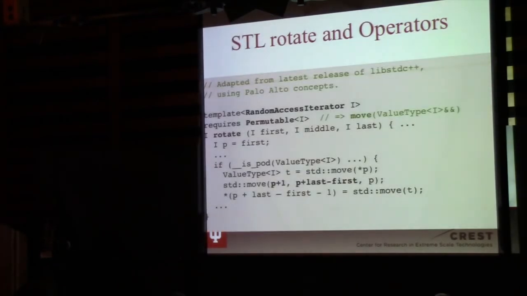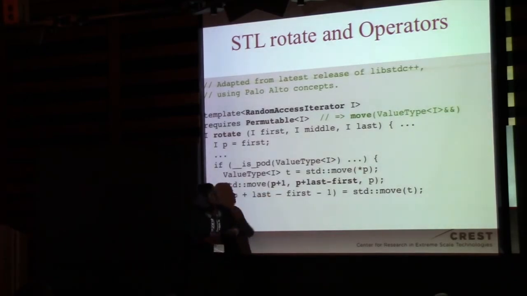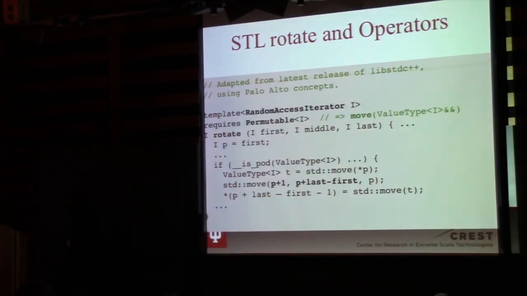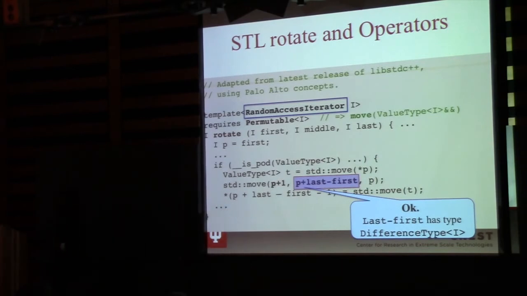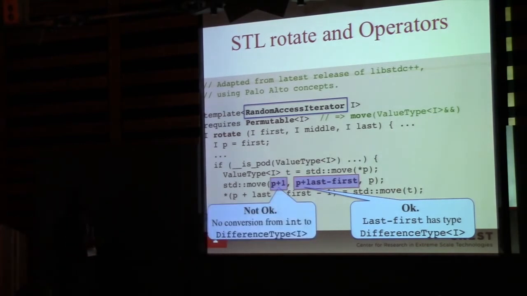So something that I noticed in the STL rotate example is that now you have these binary operators that are all introduced by the random access iterator. Now, for this particular plus, it's okay because the way the random access iterator is defined in the Palo Alto design is that the result of last minus first should be of type difference type of I, which is what is expected for uses of plus. So that is okay. But then this one is not okay.